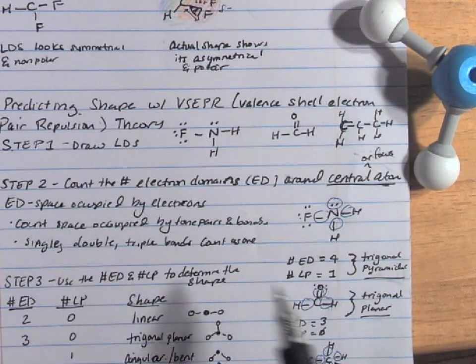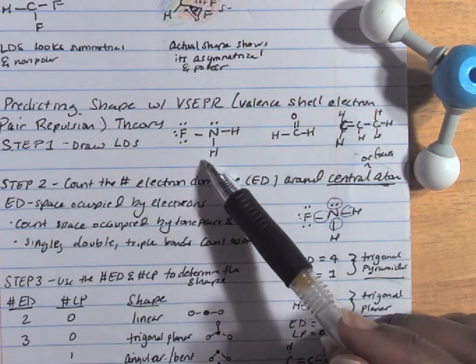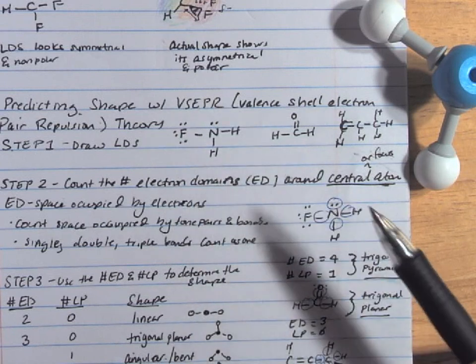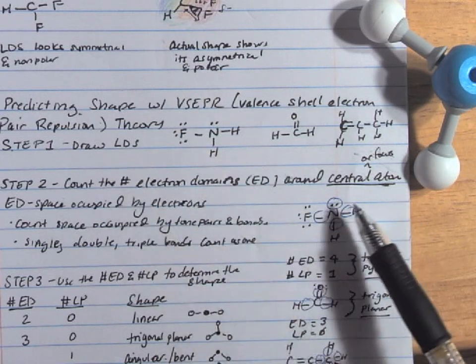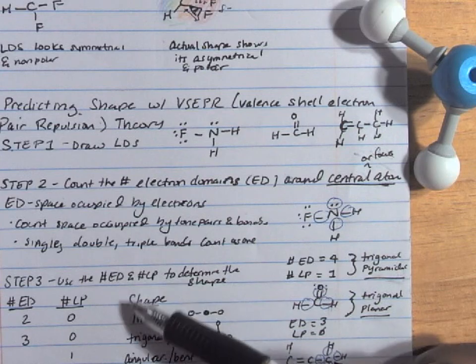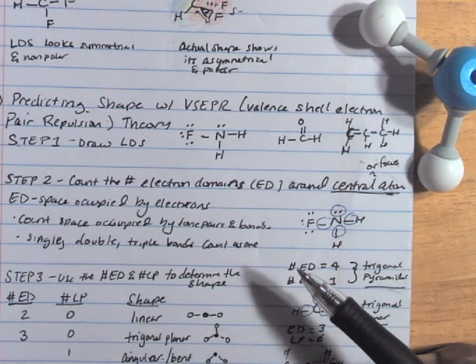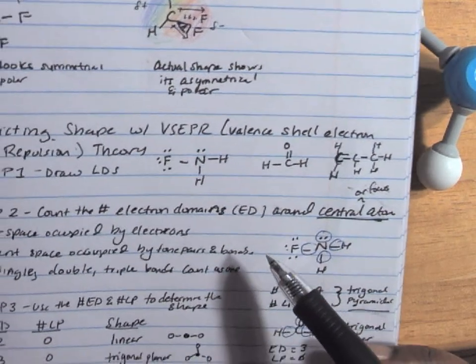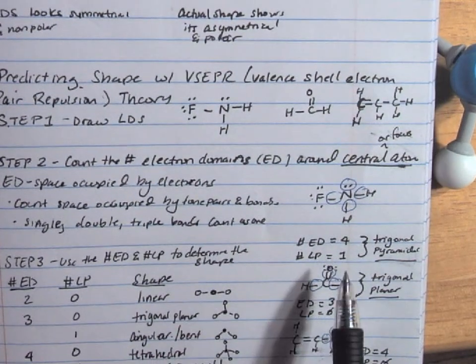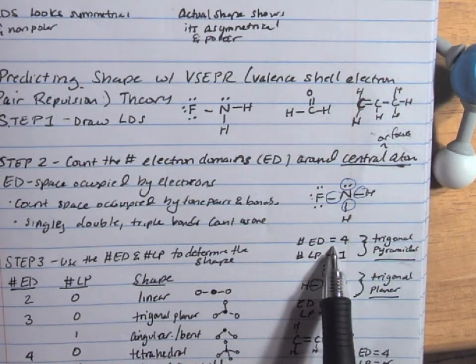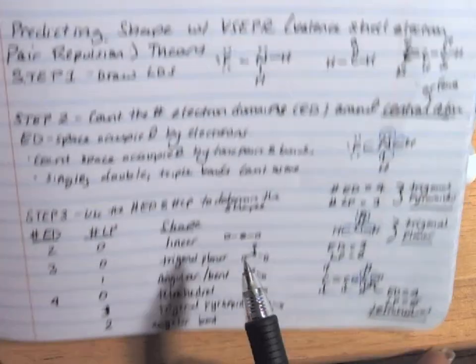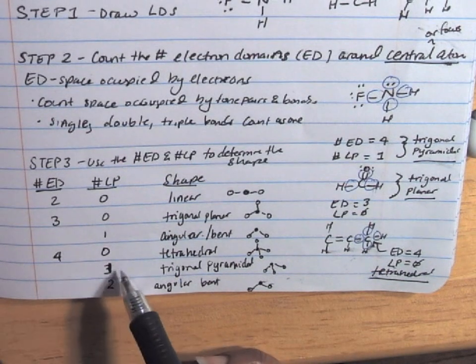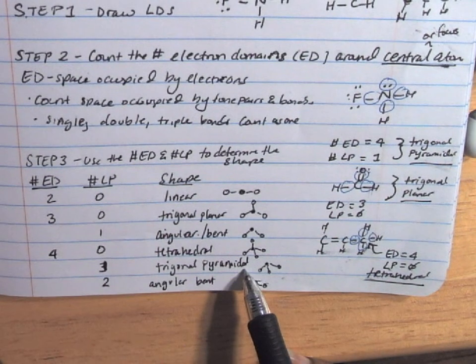So if you were given a Lewis dot structure or a chemical formula and you drew the Lewis dot structure, the process is you count the number of electron domains, and then you can use this chart to help you. So if you know how many electron domains it has and how many lone pairs, you can tell what type of shape it is. So for example, if we looked at this one, 4 electron domains, 1 lone pair. In our chart here would be 4 electron domains, 1 lone pair. That's trigonal pyramidal. That's the shape.